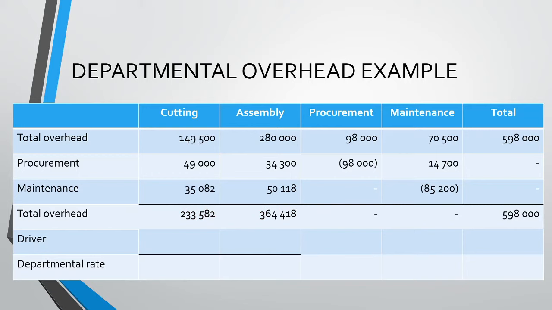If we then total our departments, we see that the cutting department has a total of 233,582 Rand, while the assembly department has a total of 364,418 Rand. Notice that both our service departments have zero overheads in them. We have thus allocated all our overheads to our production departments. Also notice that if we add the cutting overheads and the assembly overheads, we arrive at our total overheads of 598,000 Rand.